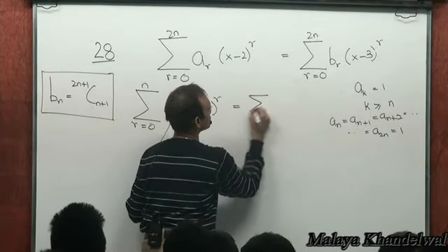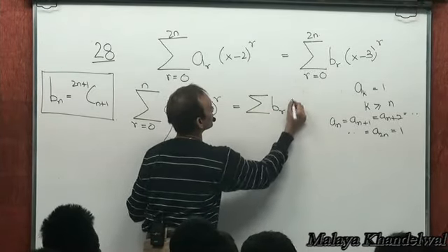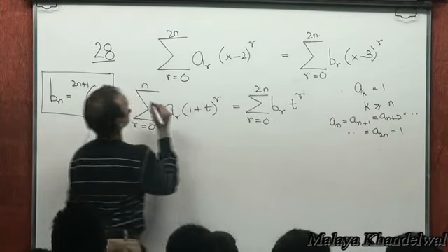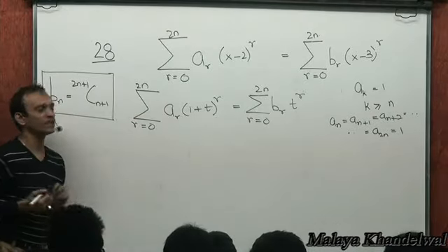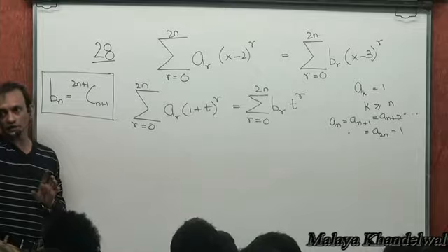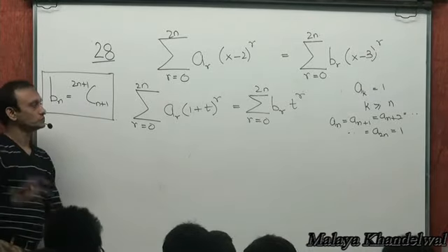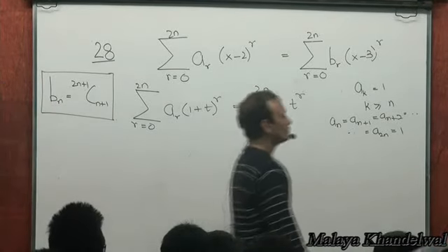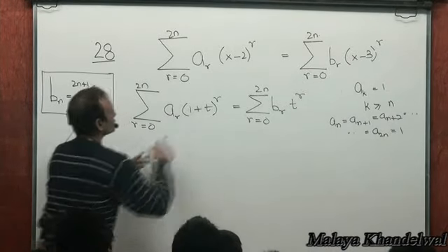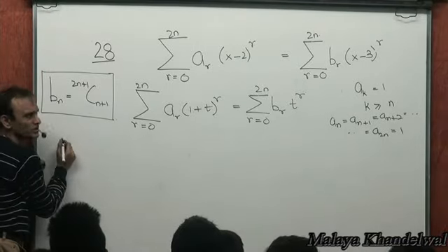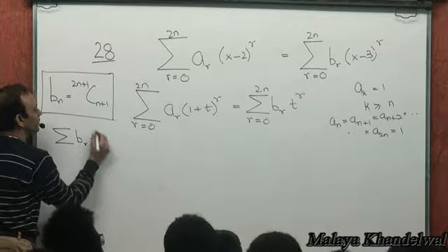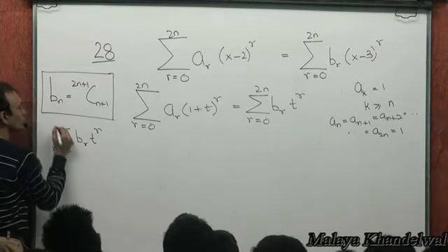Is summation b_r t to the power r, r equal to 0 to 2n? Yes or no? Clear now? Now, the right hand side, of course, is summation b_r t to the power r, r equal to 0 to 2n.